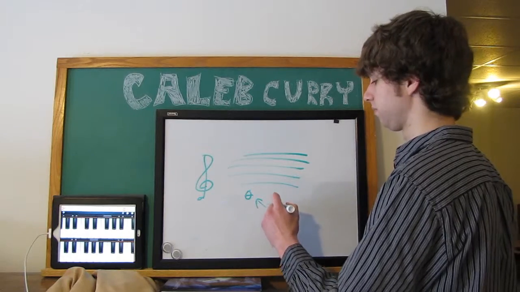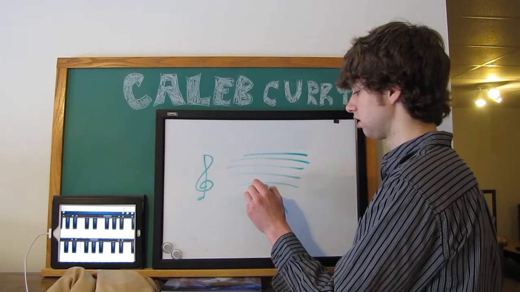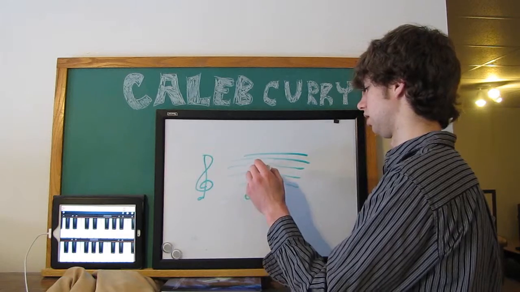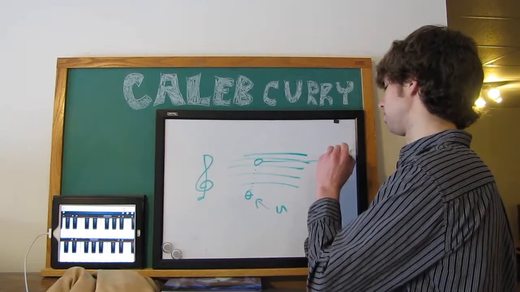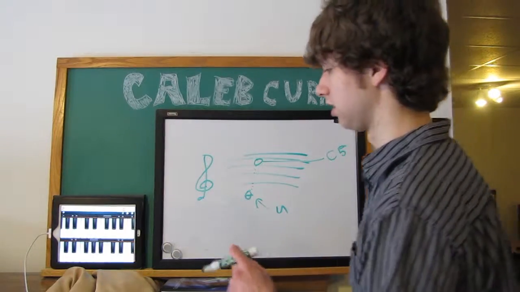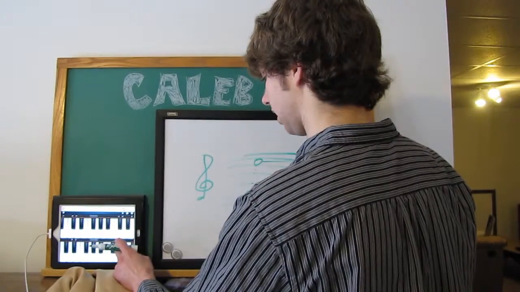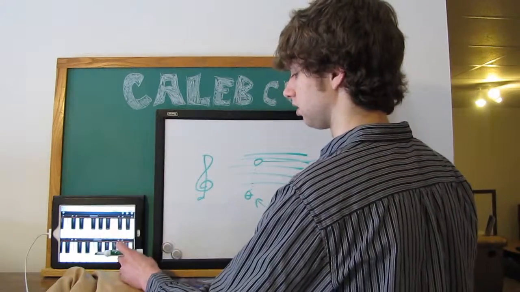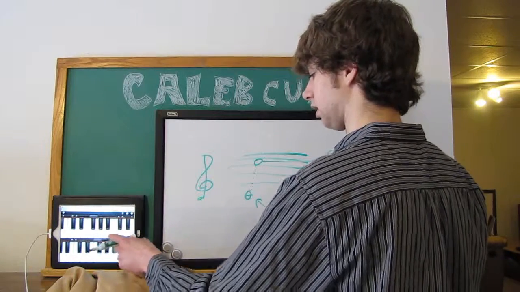So here's C4, and each line and space is a different pitch. C, D, E, F, G, A, B, C. So here's the next C. This would represent C5, or 1 octave higher. C4 represents that note, and then we have C5, which represents that note. That is the concept of scientific pitch notation.